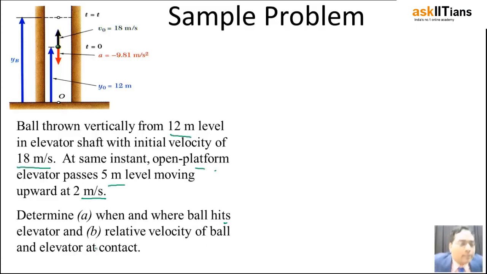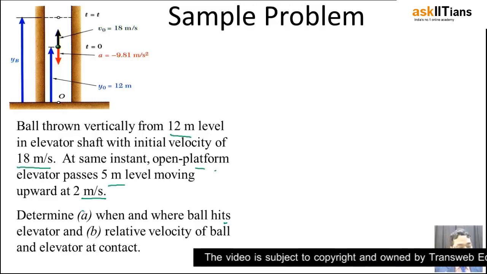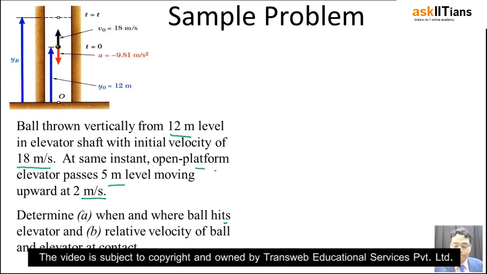Please understand one thing: a ball has been thrown from the elevator shaft with an initial velocity of this much. In the same instant of time, the elevator also moves upwards with a velocity of 2 meters per second. There is a difference in velocity, but after a certain time the ball is going to come down and hit the elevator. So you need to find out how much the elevator has moved during that particular time.